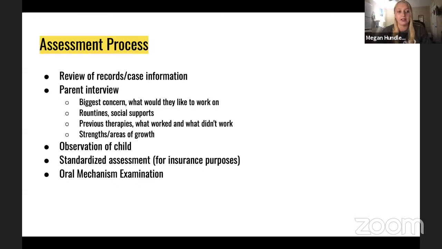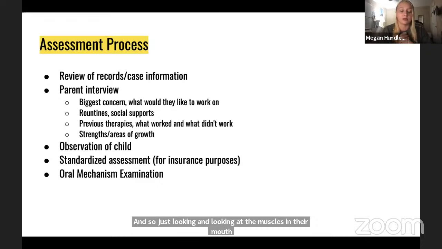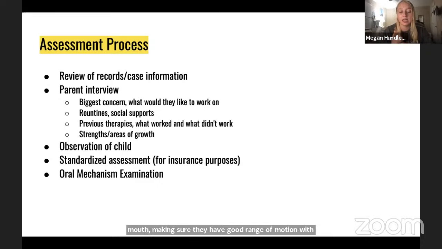And finally, I try to do an oral mech examination with every assessment. That's basically just looking at the client's oral mechanism. So just looking at the muscles in their mouth, making sure they have good range of motion with their tongue, checking for tongue and lip ties, and making sure they have good muscles as far as their cheeks and everything. So that's something that we always try to do with every evaluation that we complete.